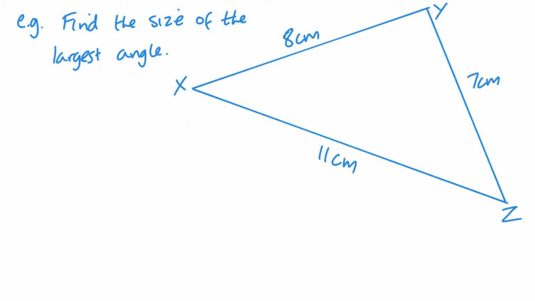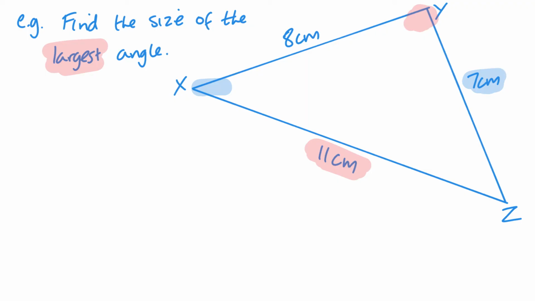Okay, let's have a look at this problem here. So we've got a question, find the size of the largest angle. Okay, so if I'm looking at the largest angle, it is always opposite the largest side. Okay, equally, the smallest angle would be opposite the smallest side. So the smallest side is 7, and if I wanted the smallest angle, it would be at x.